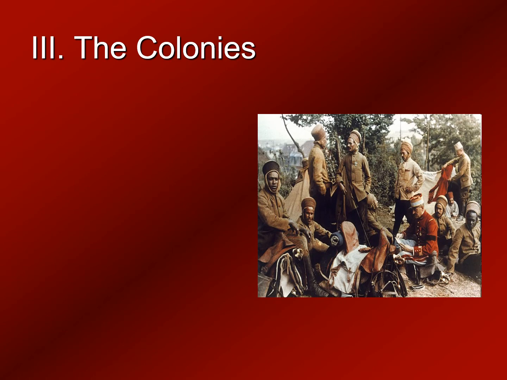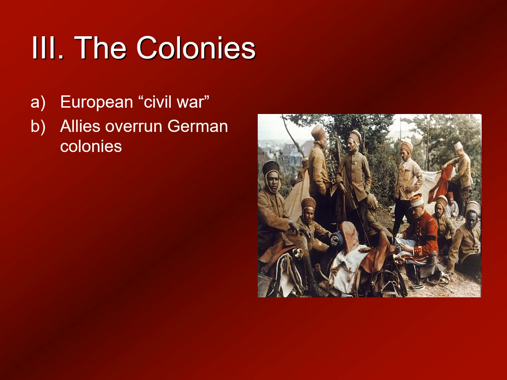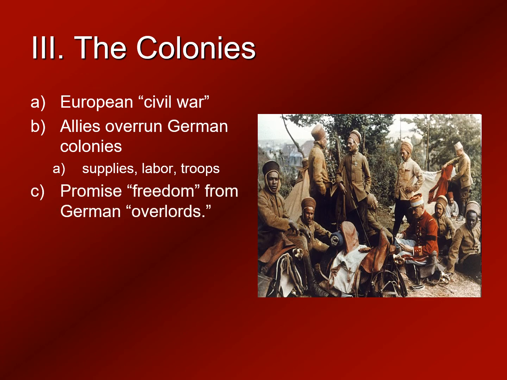Colonies in Africa and Asia get roped into this because the major European powers all own colonies, and most of the people in Africa and Asia saw World War I as a European civil war. It was whites on whites, basically. The Allies, particularly the British and the French, overrun German colonies, and they want to use them for supply and labor and even troops on the front. And what they do is they promise freedom from their German overlords. We are here to help you, liberate you from your colonial masters. Come help and fight for freedom.